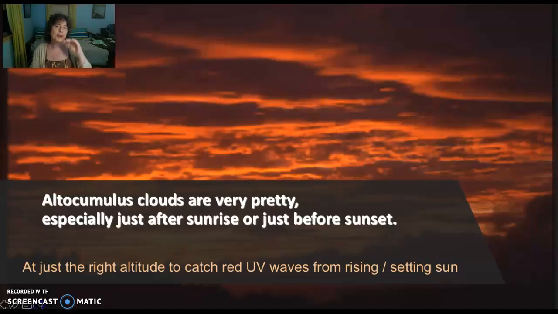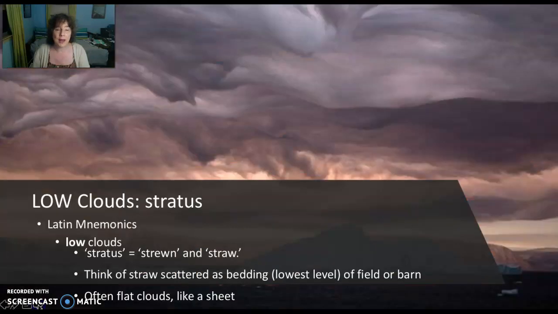And then those alto cumulus clouds are at the right altitude at sunrise and sunset to scatter the red ultraviolet waves and really show brilliant sunsets and sunrises. The alto cumulus clouds are responsible for the old wives' tale that has a lot of scientific basis to it, that red skies at night, sailors delight, red skies in the morning, sailors take warning. That is very much a well-known dictum in the northern hemisphere, and it is because of the scattering of red ultraviolet light in dense atmospheres that include these clouds. So those are alto cumulus.